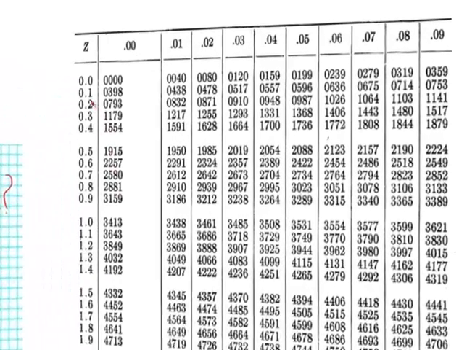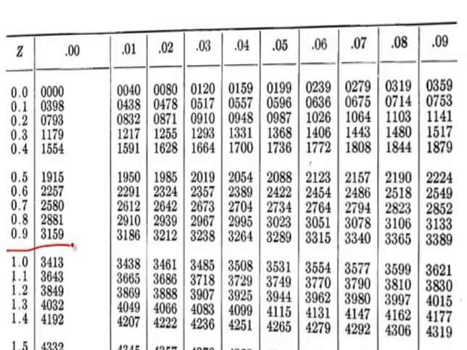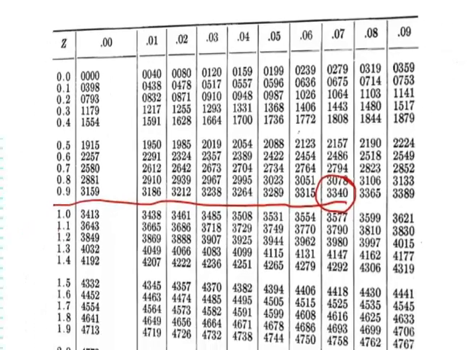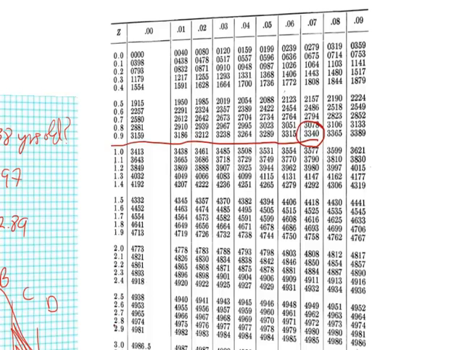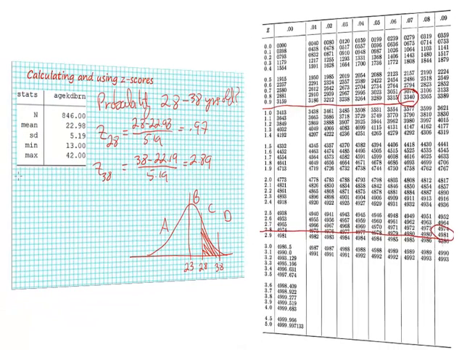So I'll read down the z-score column to 0.9 and then read across to the 0.7 and read directly off the table. The area between 0 and 0.97 z-scores is 0.3340. My other z-score is 2.89. Again, I'll read down this column till I get to 2.8 and read all the way across the table to the last column. So that's my 2.89, and I see that the area under a normal distribution between a z-score of 0 and a z-score of 2.89 is 0.4981.